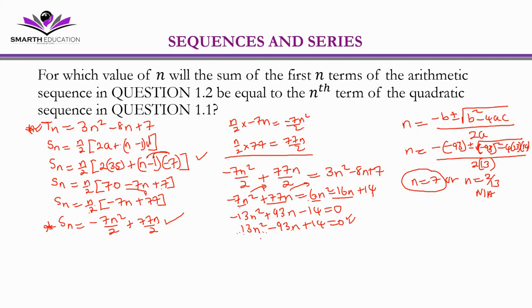Or we can factorize here. If you can factorize, your factors would be n minus 7 and then 13n minus 2 is equal to 0. Then we get that n is equal to 7, or n is equal to 2 over 13. Then this is not applicable. For which value of n will the sum of the first n terms of the arithmetic sequence in question 1.2 be equal to the nth term of the quadratic sequence in question 1.1? When n is equal to 7. That's the answer.